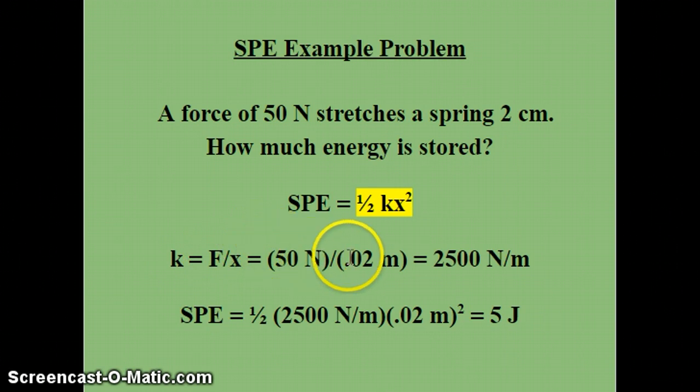If we want to work in base metric units, we need to convert our 2 centimeters into 0.02 meters. Here we have a ratio of 50 newtons to 0.02 meters, which yields a spring constant of 2,500 newtons per meter. Now we're set up to use the spring potential energy formula. We have 1/2 of the K value, the spring constant, multiplied by the stretch distance squared. If you work through that correctly, you will get an energy of approximately 5 joules.